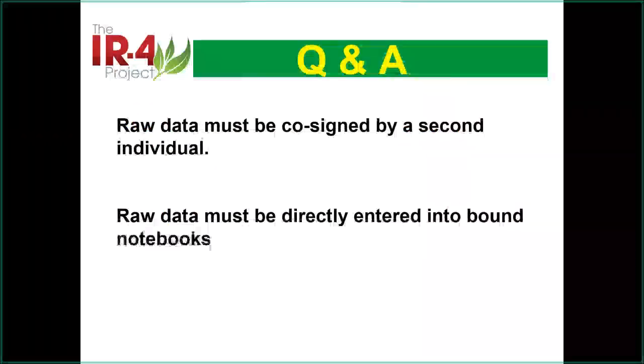The raw data must be co-signed by a second person. Basically, when you work in the lab, one person could do all the work. If there are no other people to verify, there could be a lot of suspicious activities going on. The data could be bumping up and down, and something could be shady. So is that true per GLP?